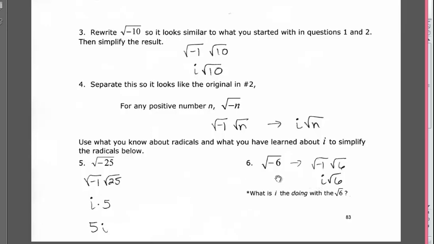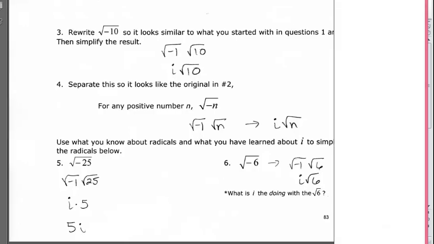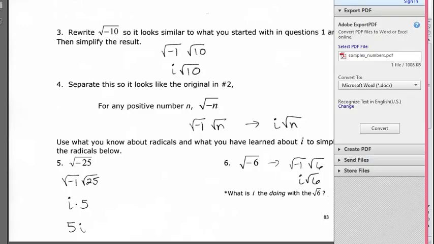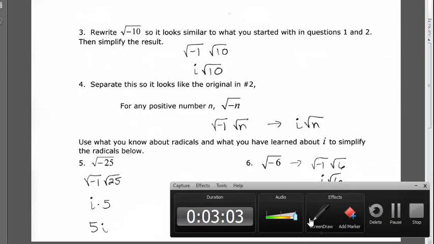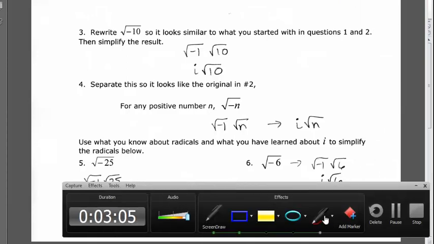So then you have square root of -6, and if we separate that into 2 radicals, then we have the I square root of 6. So a couple things here. If you have a square root and a number out in front, we're going to put the I in between. So let me see if I can demonstrate that here.